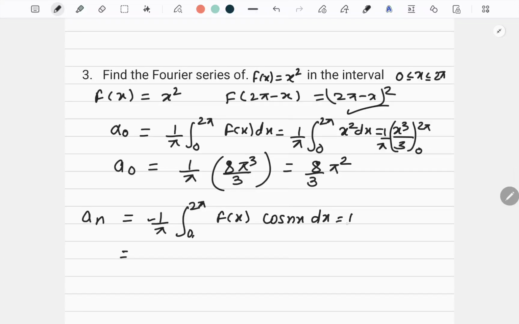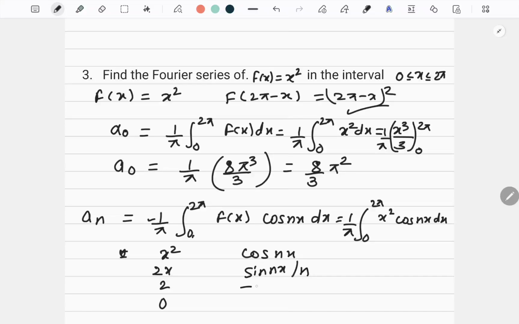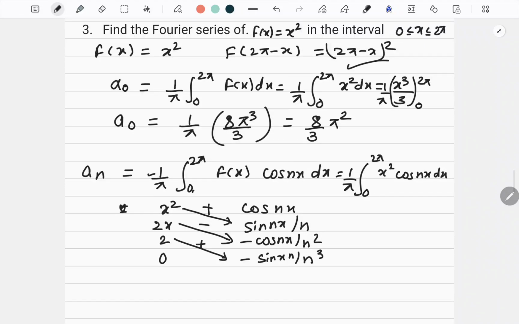So now let us put the value: 1 by pi, 0 to 2 pi, x square cos nx dx. Correct? Same way as I taught you, we will do the integration. Again learn in this question. So in the first column you have to differentiate: 2x, 2, 0. In the second column you have to integrate: sin nx upon n, minus cos nx upon n square, and minus sin nx upon n cube. Make the cross lines. Plus minus plus. This is actually Bernoulli's method in a vertical format. That's it. So An is equal to 1 by pi and in the bracket what will I write?